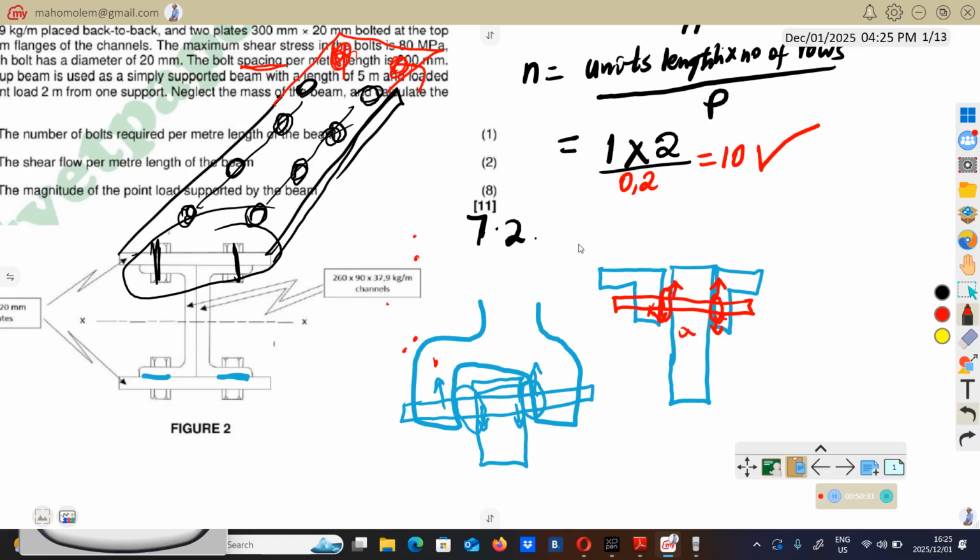So what I've said is that R or Q will be equal to R. Then we're going to use this formula of pi d squared over 4, multiplied by shear stress of the bolt, multiplied by total number of bolts per meter length, multiplied by C. C is 1 for single shear, and 2 for double shear.